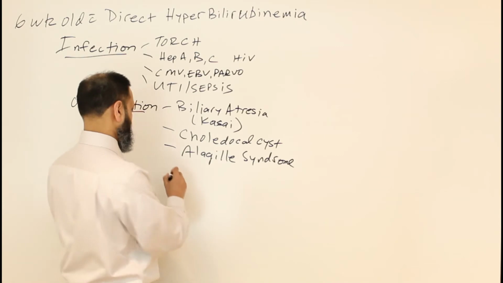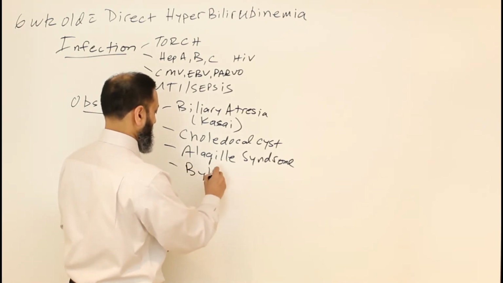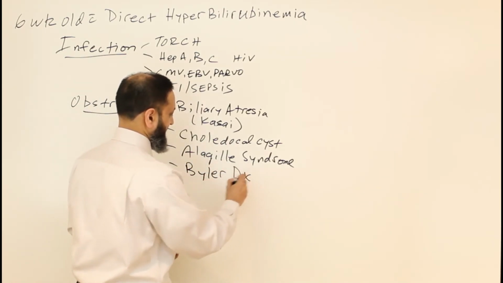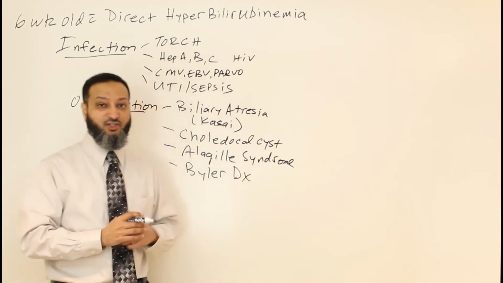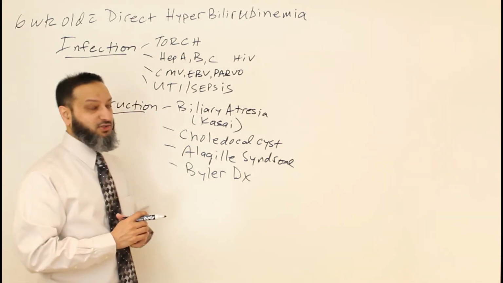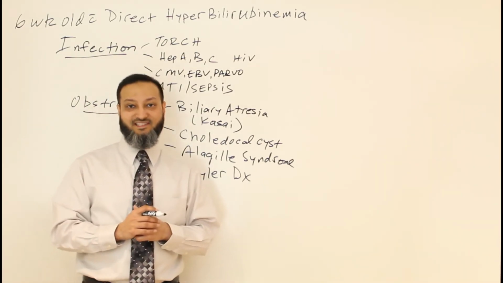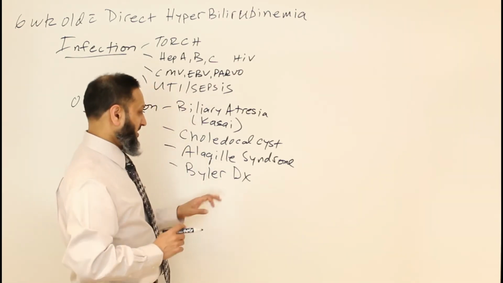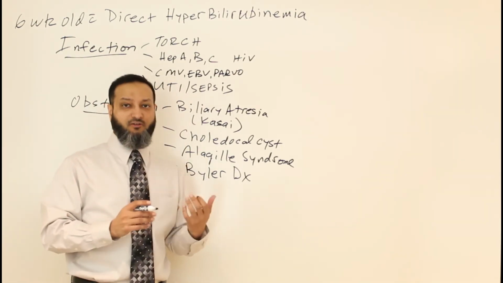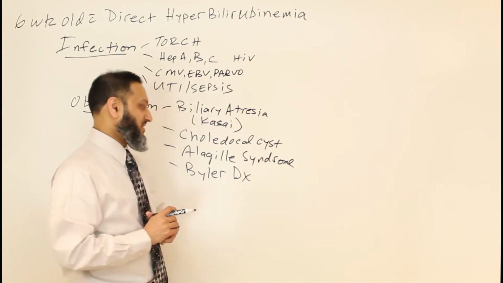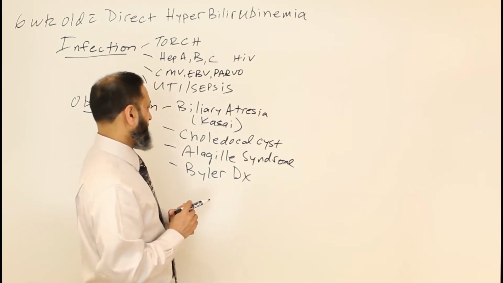Then the last entity is called Byler disease. This is something else that you can consider, and this is a familial type of process. Again, it's intrahepatic, and it's a progressive familial intrahepatic cholestasis. So typically you get a history of family members having cholestasis and direct hyperbilirubinemia.